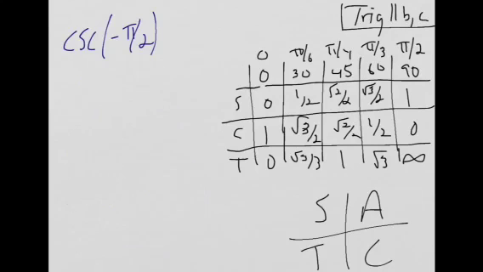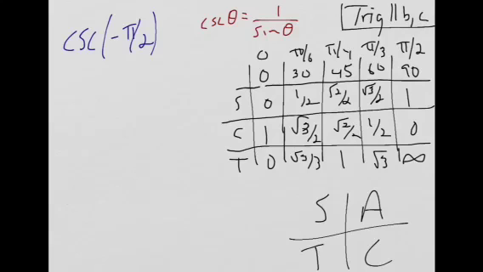So for C, I want to find the cosecant of negative pi over 2. There's a couple things, and it doesn't really matter the order in which I do them. What I'm going to do is get it into one of the functions that I'm more familiar with. What I mean by that is I've got these three: sine, cosine, tan. I know that cosecant of something is equal to 1 over the sine of that something.